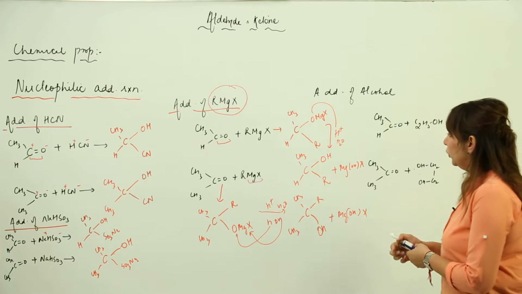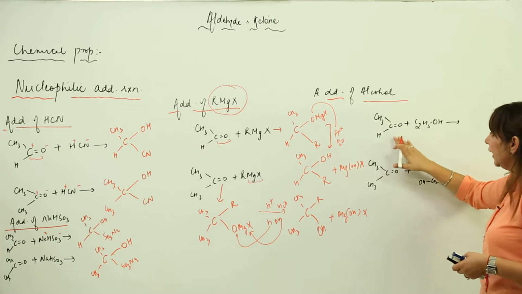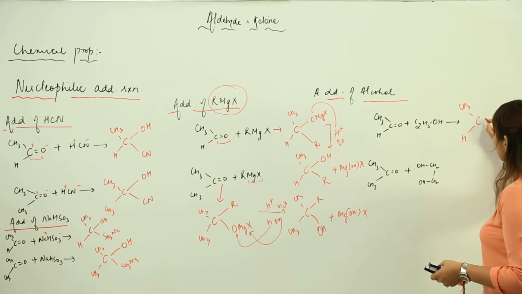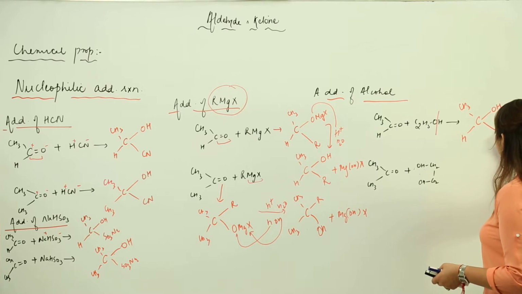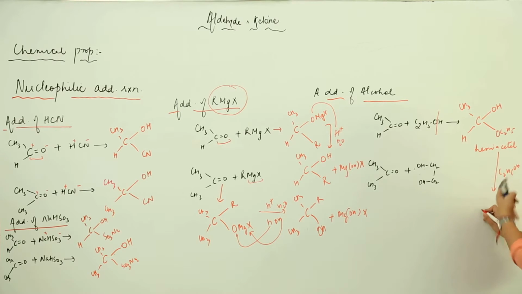Now we are going to add alcohol. When we add alcohol to an aldehyde, in a similar way the reaction is going to take place. It will form CH3CH with OH, and here it will break like this, and here we will have OC2H5. This is called a hemiacetal. Now to this we add more alcohol and heat it. Now we have 2 molecules of OC2H5, and this will be like that.